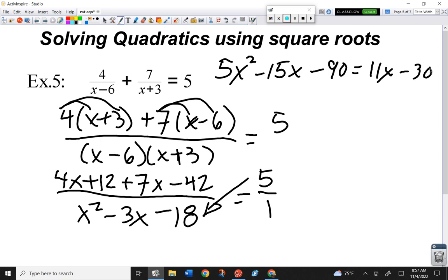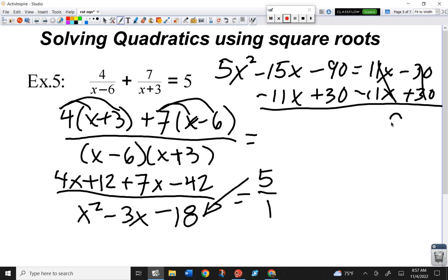So now, here's what I'm going to do. I'm going to subtract 11x and add 30. These all cancel to 0. And this will give me negative 60. This will give me negative 26x. And that's just 5x squared.